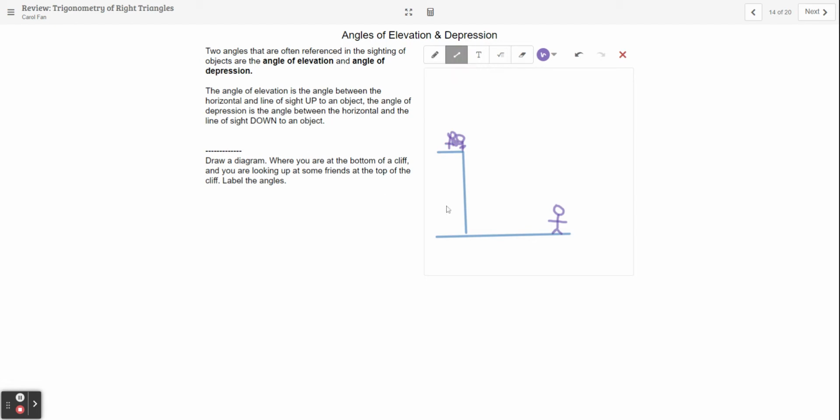Now, you're trying to get their attention. So you call out your friend's name. Hey, friends. You were walking, looking straight ahead, but you actually had to raise your eyes in order to see your friends. The angle that created is our angle of elevation. So you elevated your eyes to see your friends.